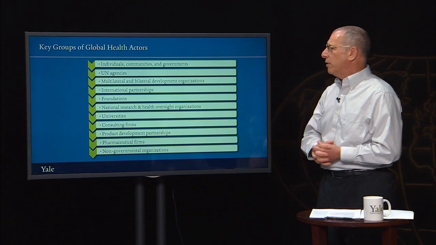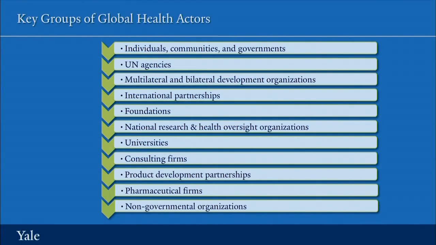There are individuals, communities, and governments, UN agencies, multilateral organizations such as the World Bank, owned in common by many countries, bilateral development organizations, which represent the links between one country and countries with which they're working, international partnerships, I'll speak more to all of these, foundations, national research and health oversight organizations, universities, consulting firms, product development partnerships, pharmaceutical firms, and non-governmental organizations.